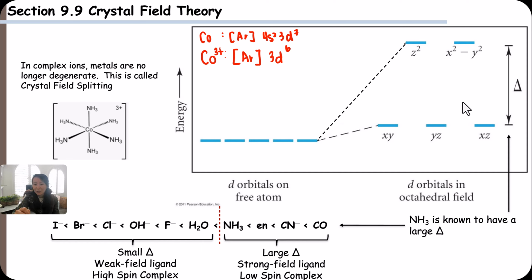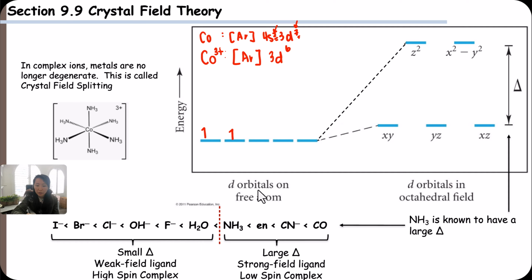Yes, 7. So I need to knock down 3 since it's plus 3. So I get 2 from here and 1 from here, hence why it's 3d6. Okay, so I have 3d6. That means there's 6 electrons. So when it's a free atom, or in this case a free ion, we have 6 electrons.